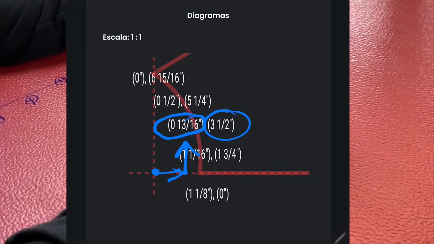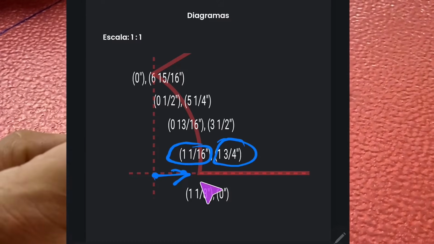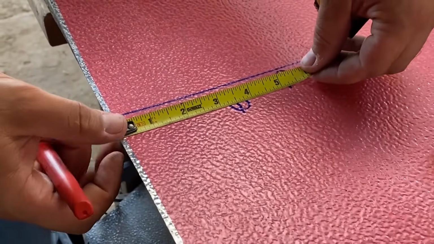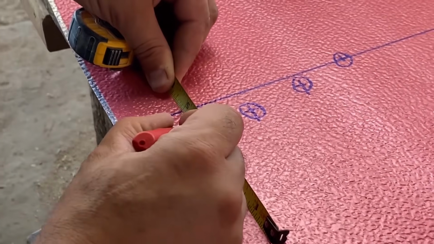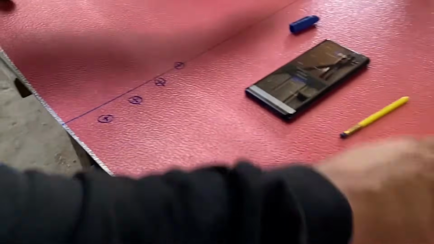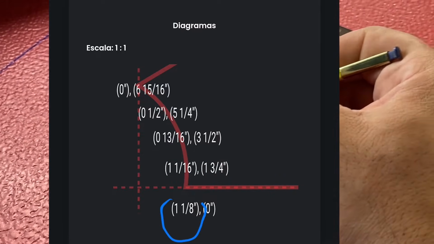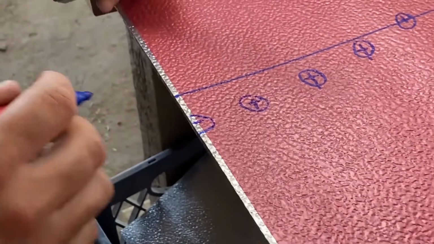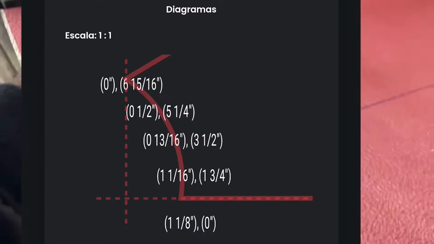Our next point is 1 inch, 1/16 from here to here, and 1/3 from here upwards. Okay, I'm going to start with the 1/3 up. Here it is. And 1 1/16, which is here. And the last point on this side is 1/8 and 0. And it stays here because it's on the edge. 1/8 goes here. And this is our next point. Okay, if you notice, we already got our 5 points, which are here.